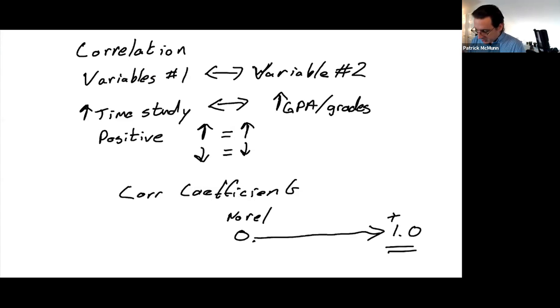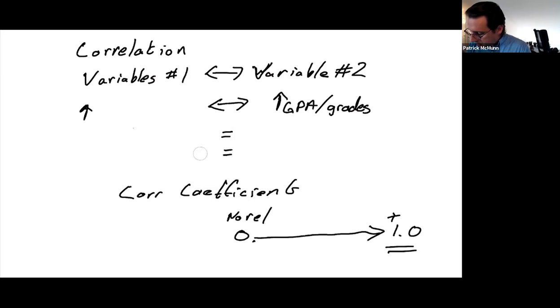On the opposite end of the spectrum, let's do a different example. Maybe instead of time studied, we're going to say marijuana use. I'm going to just say THC. So if a group of people report an increase in use of THC, what would we expect GPA or grades to do? Decrease. Okay, that's our suspicion.